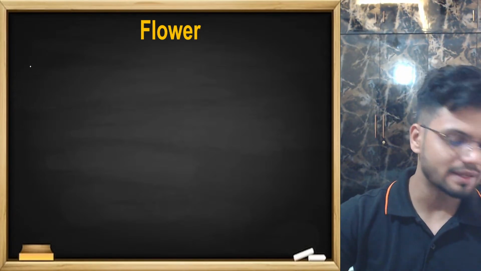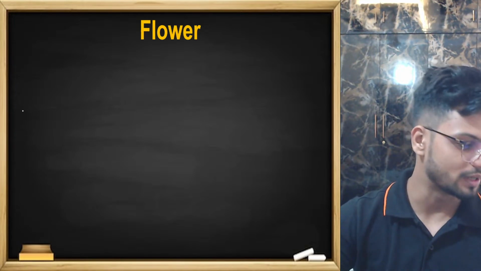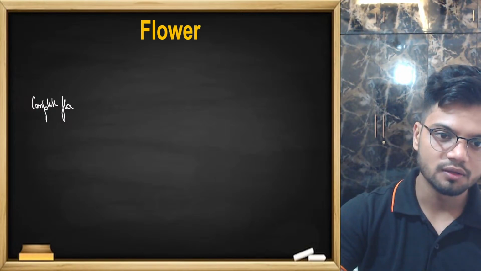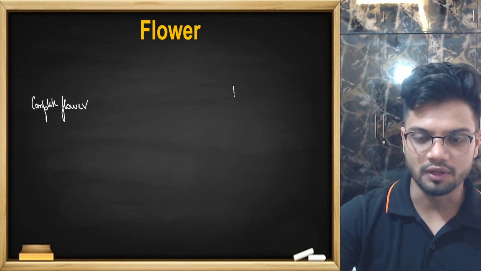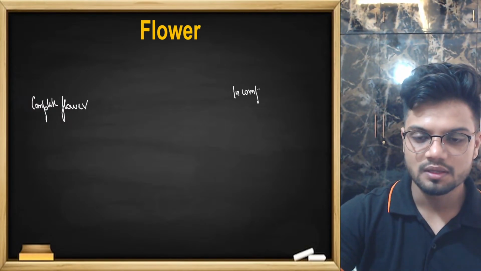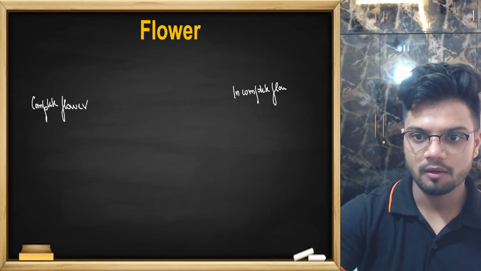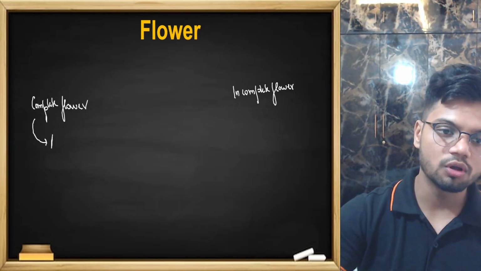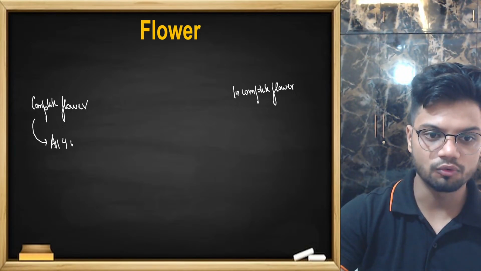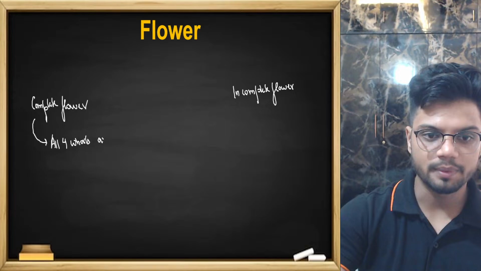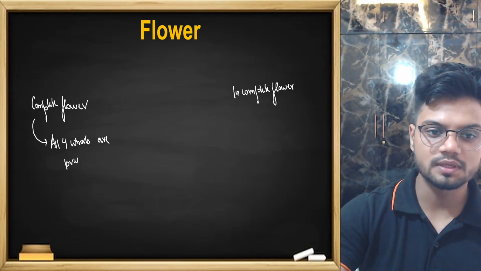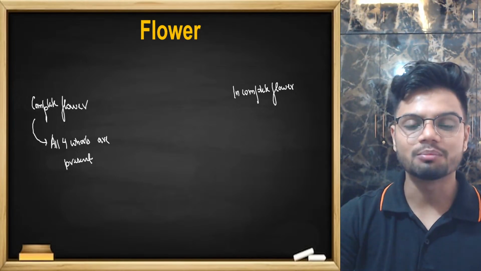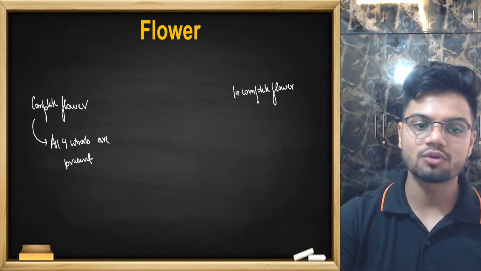Similarly, in the case of plants we have something called a complete flower, and also an incomplete flower. Now, what is a complete flower, students? A complete flower will have all four whorls present: calyx, corolla, androecium, gynoecium. All four whorls are present. It is called a complete flower.